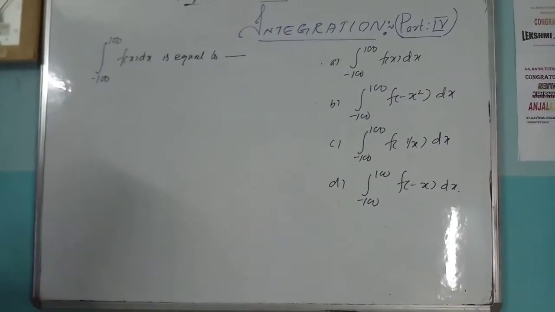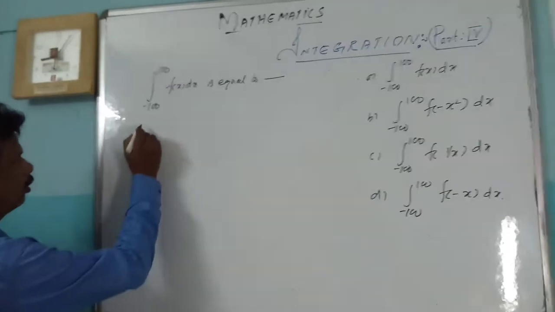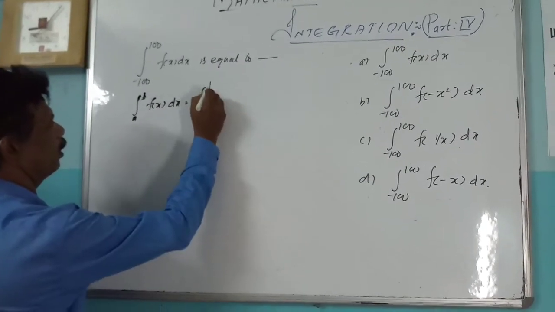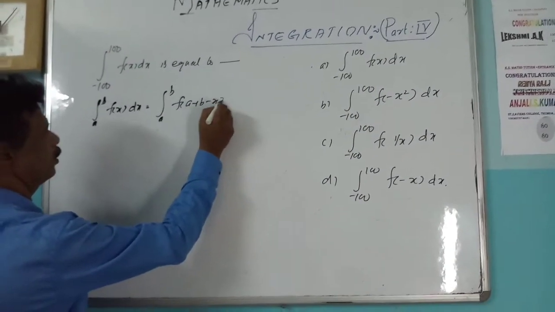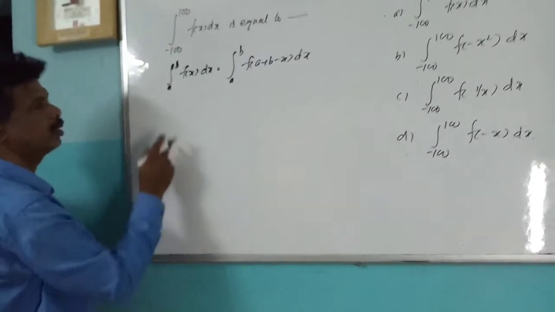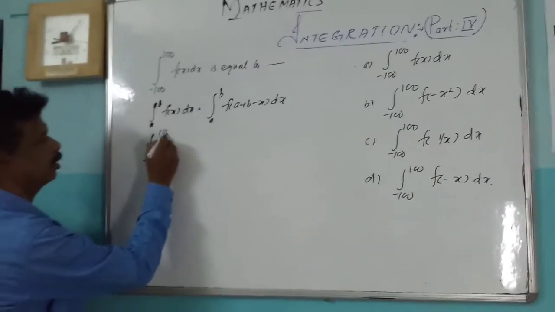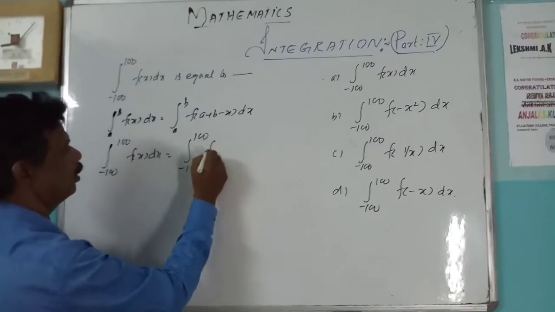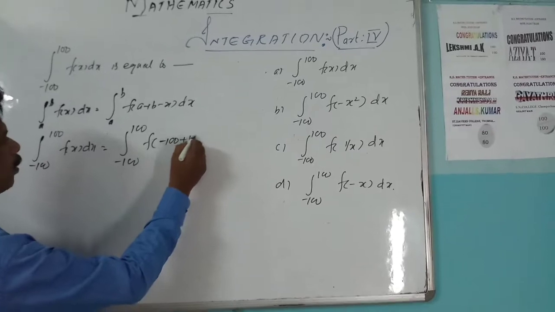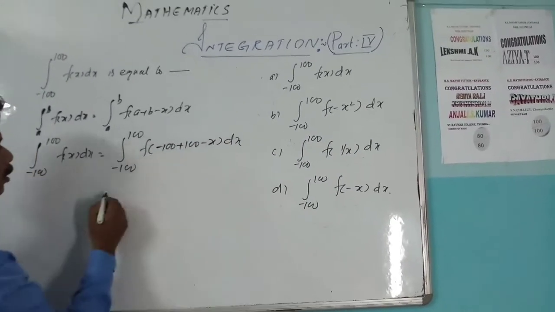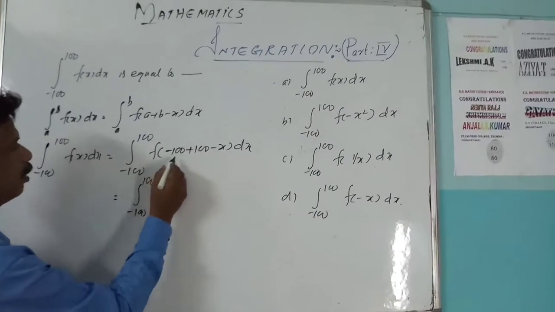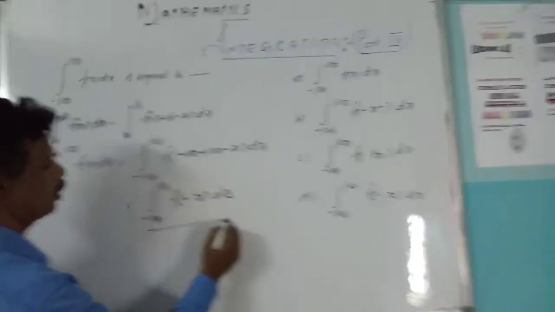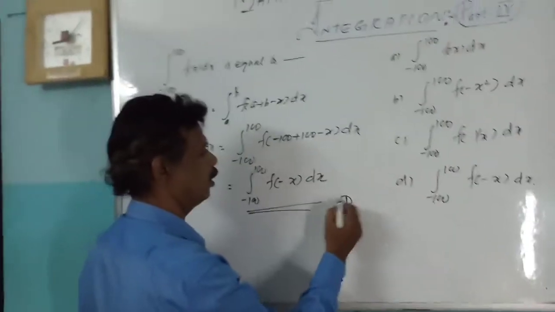Okay, here, integral minus 100 to plus 100, f of x dx equal to dash. We have studied this portion in theory class. Integral a to b f of x dx equals integral a to b f of a plus b minus x dx. That is the property of integration. Then integral minus 100 to plus 100 f of x dx is equal to integral minus 100 to plus 100 f of a, which means minus 100, plus b, plus 100, minus x, dx. Minus 100 plus 100 becomes 0, so we can cancel, and the result equals f of minus x dx. Therefore our option is b.